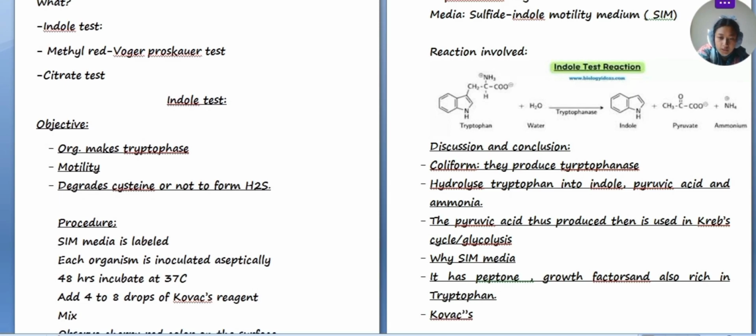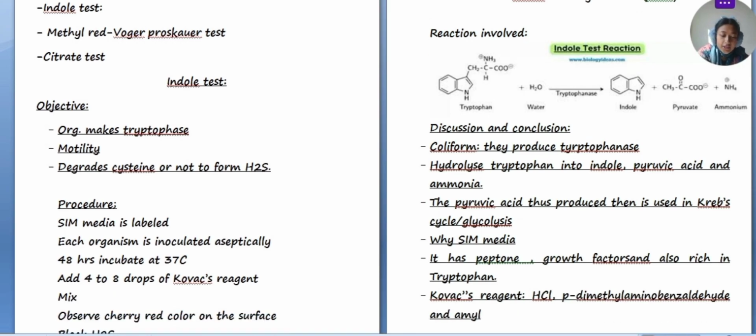Okay, now we also have the Kovacs reagent. What is this? Kovacs reagent simply means HCl, hydrogen chloride, plus dimethylaminobenzaldehyde and amyl alcohol. After incubation, indole is formed. Indole has a pyrrole structure. The CH2 group of pyrrole permits condensation with aldehyde in a two-step process, and the ring is formed by amyl alcohol that is insoluble in water. Organisms that break down tryptophan show the result in the indole test. Otherwise, no color change is observed.